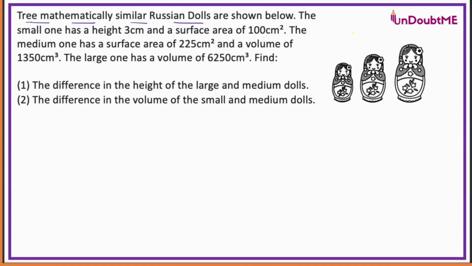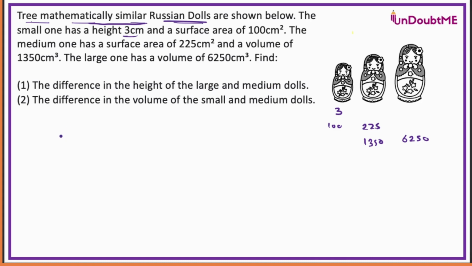Hi, in this question, as you can see, there are three similar dolls given. The small one has a height of 3 centimeter and surface area is 100 centimeters square. The medium one has surface area of 225 and the volume is 1350, and the large one has volume 6250. I have just written it in the order only. Find the difference in heights of large and medium.